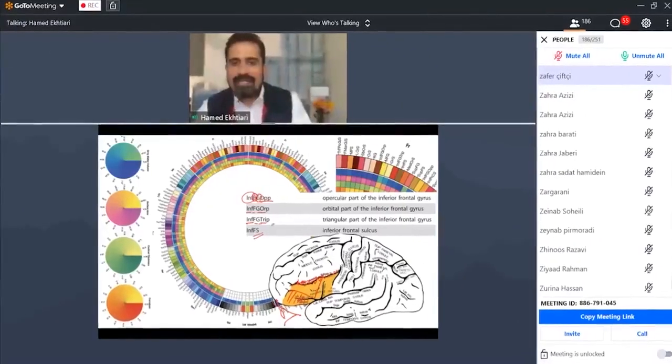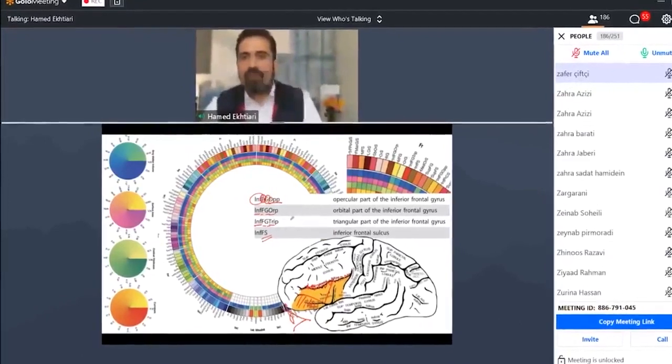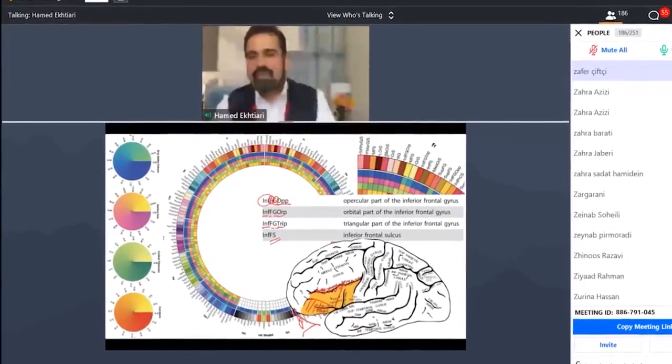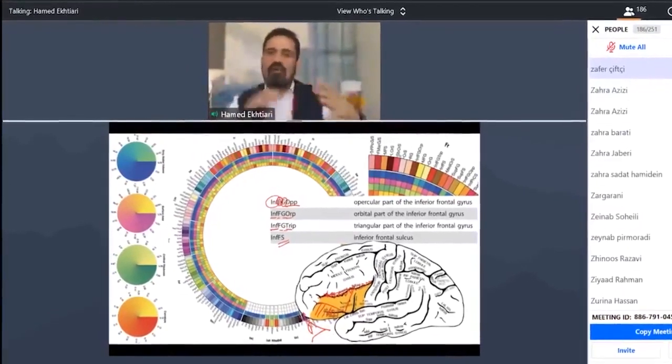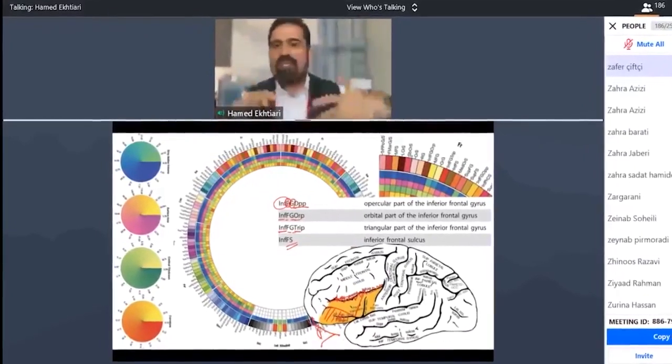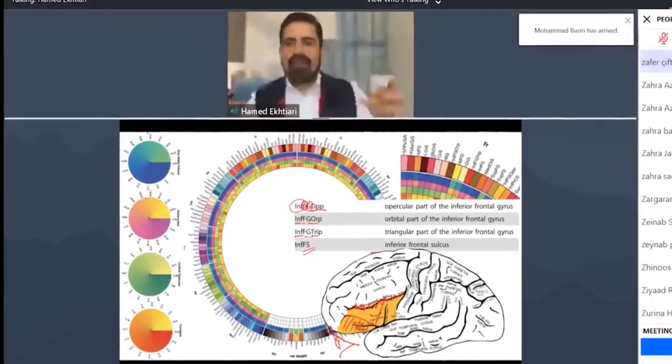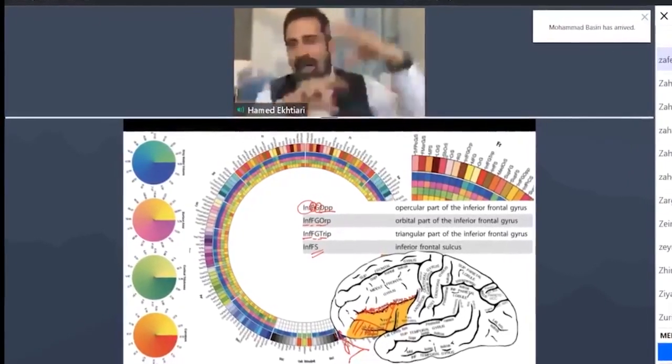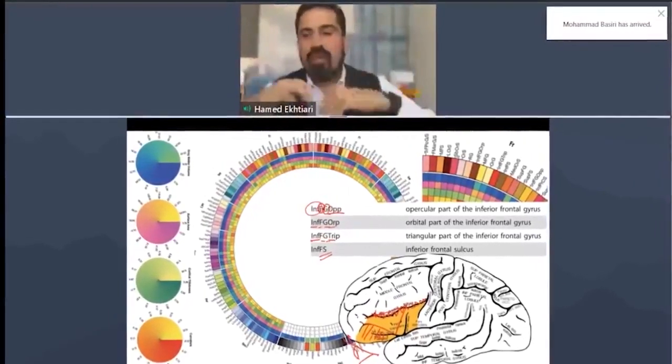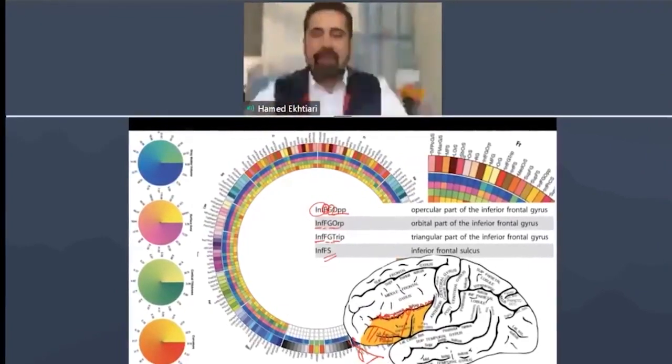You can see these areas are labeled here, and you can relate them to the anatomy of the brain. So this is how the anatomy of the brain and these areas are related, and then you need to know about these different areas. But now we need to go one step ahead.